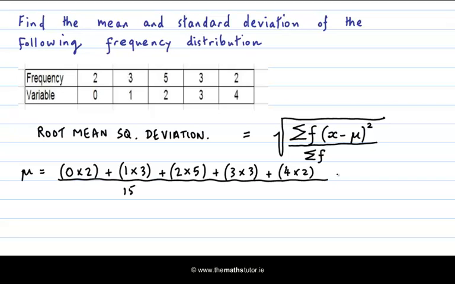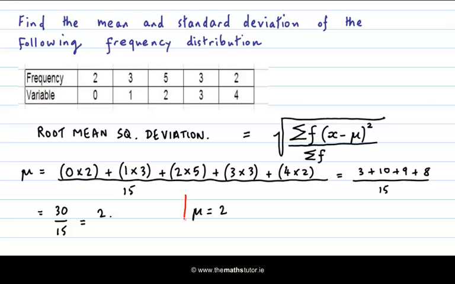0 times 2 is 0. 1 times 3 is 3. 2 5s is 10. 3 3s is 9. And 4 2s is 8. Okay, 3 and 10 is 13. Plus 9 is 22. Plus 8 is 30. Divided by 15 is 2. So we have a nice round number for our mu. Mu is equal to 2.